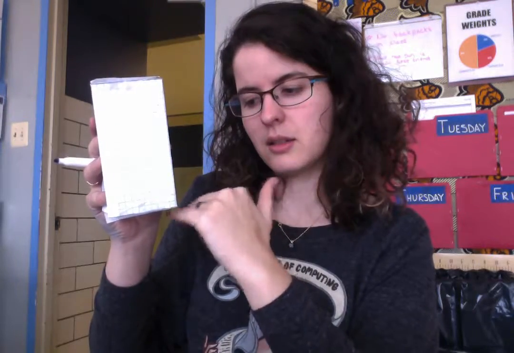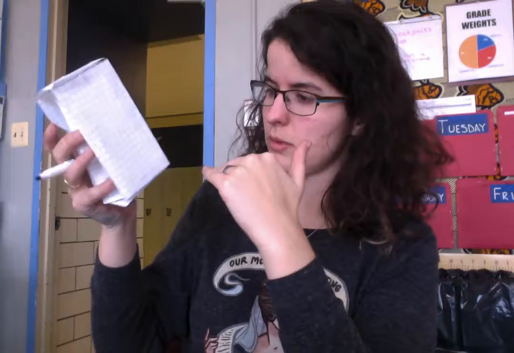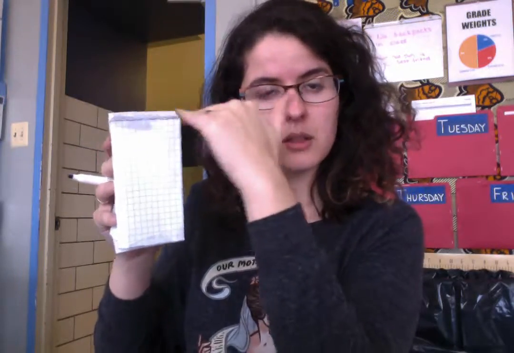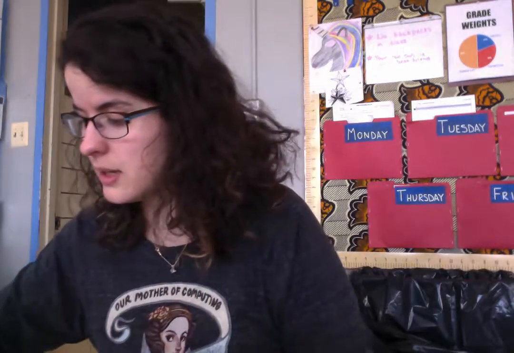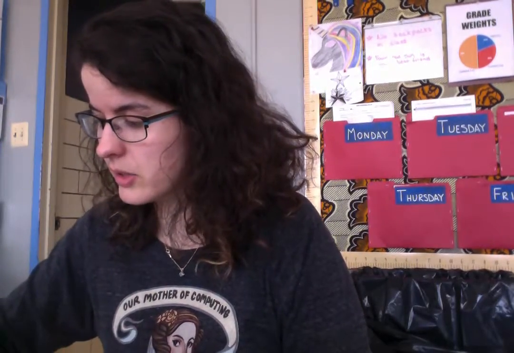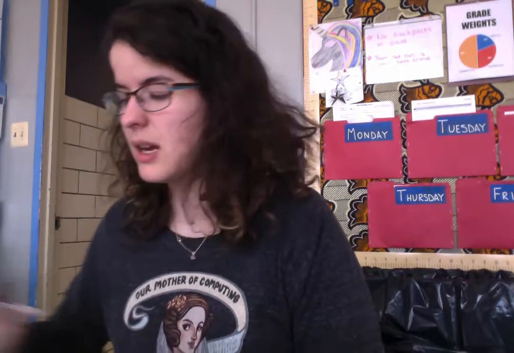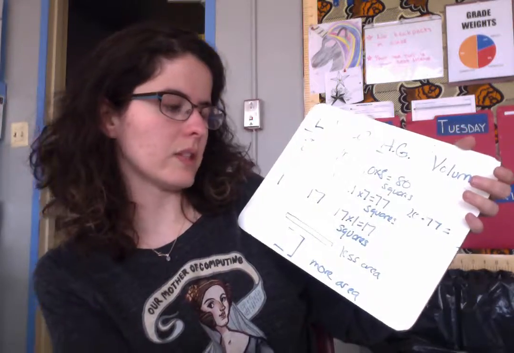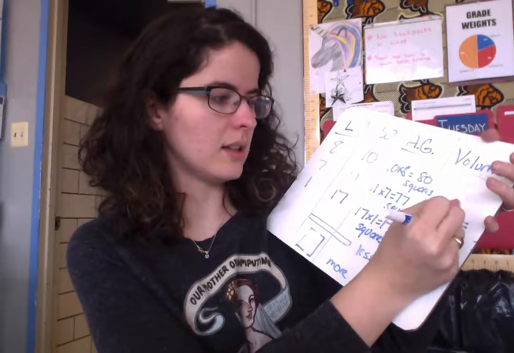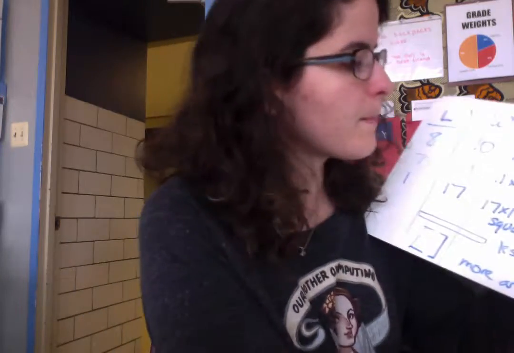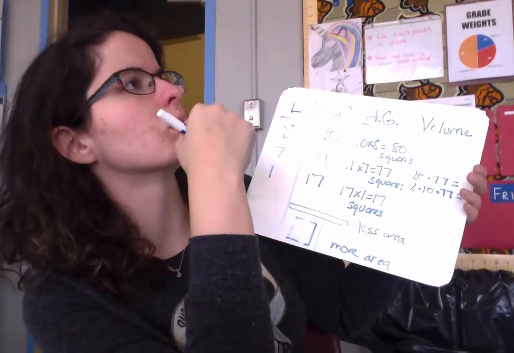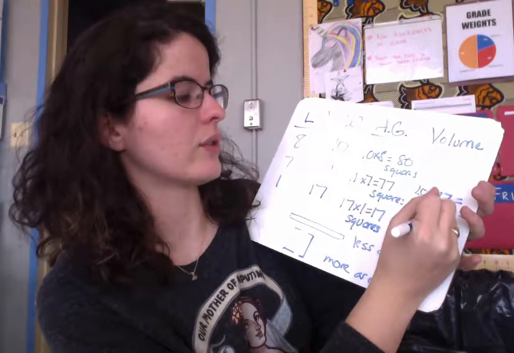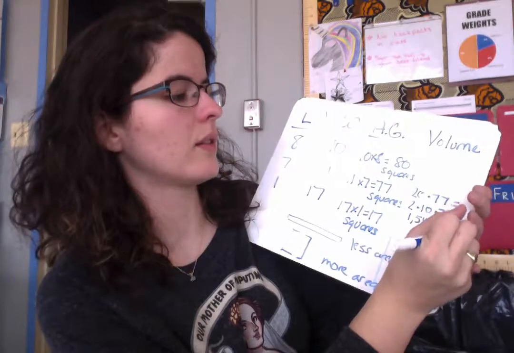So for this one, 77, 20 times. Another way that I could write that would be 20 times 77. That's the same as 2 times 10 times 77. And 2 times 77 is 154. So we would have 1,540 cubes that could fit there.